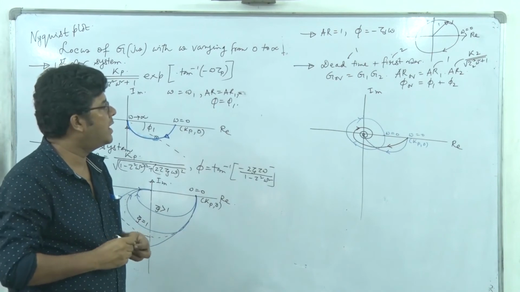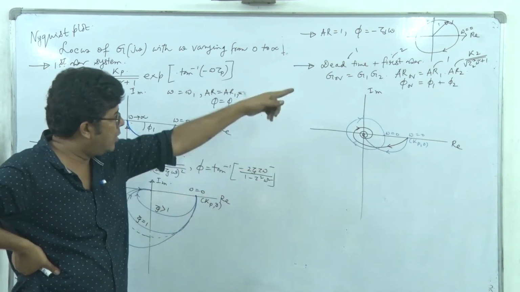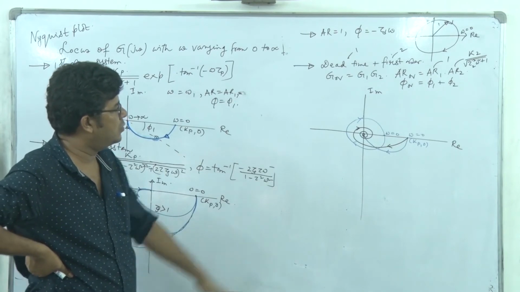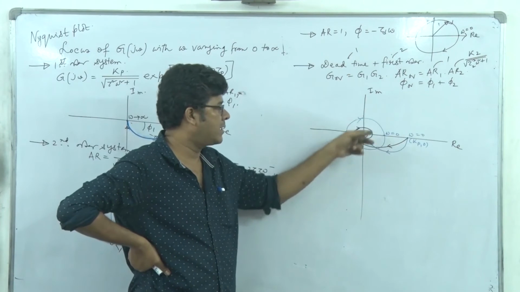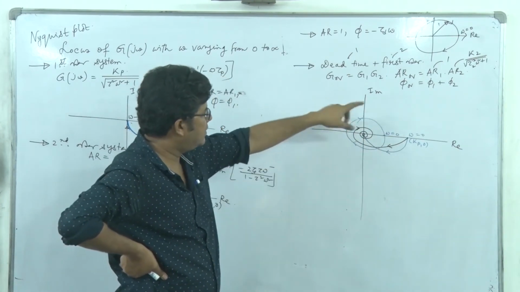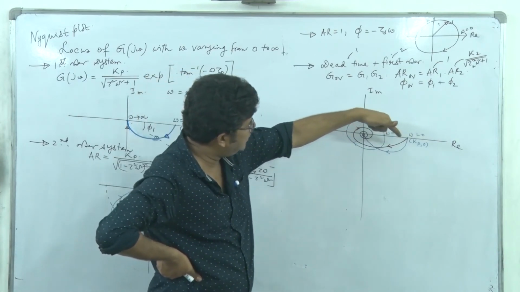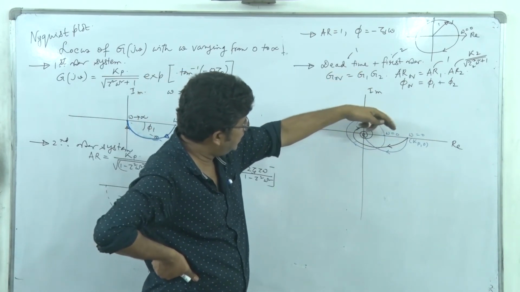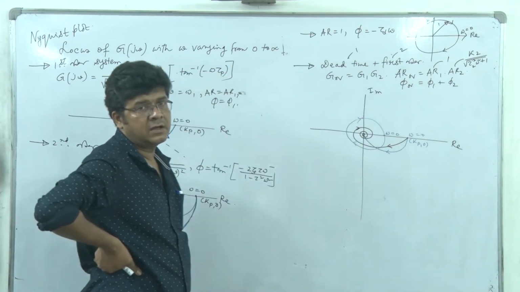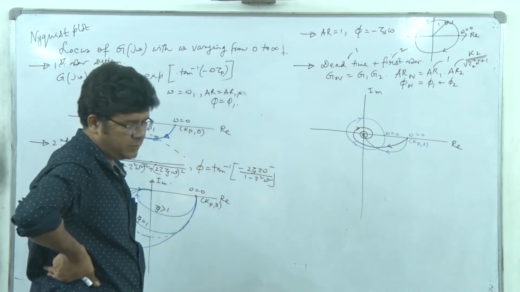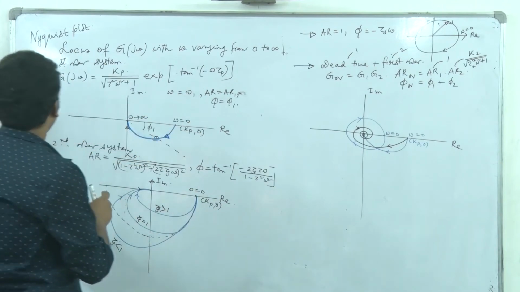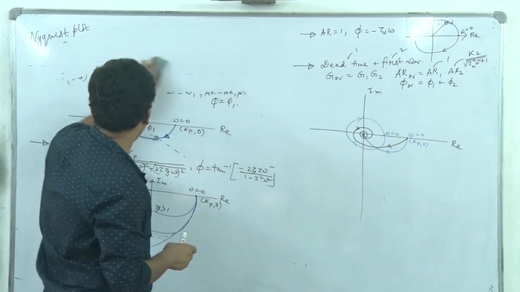Right? If I combine these two plots according to AR overall equal to AR1 into AR2 and phi overall equal to phi1 plus phi2, we get this sort of plot, the black marked kind of logarithmic spiral, starting from the Kp, 0 point and finally converging to the origin of this Nyquist plot. So that's about dead time and first order plus dead time.